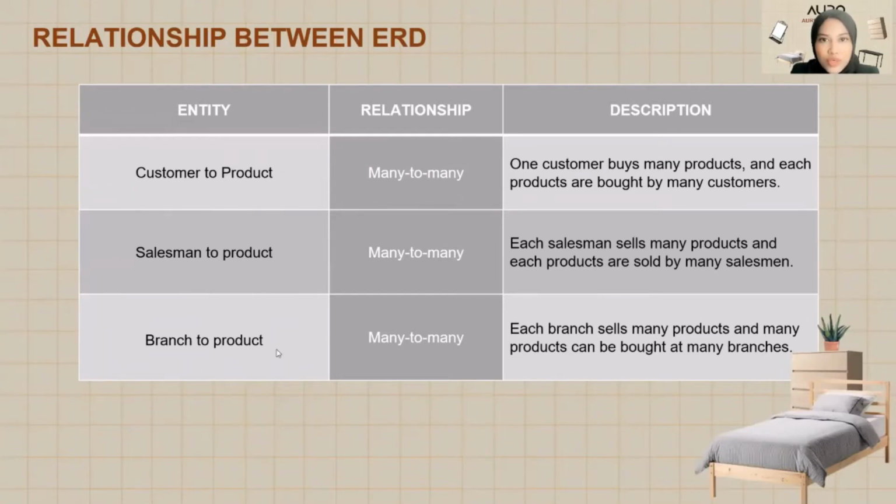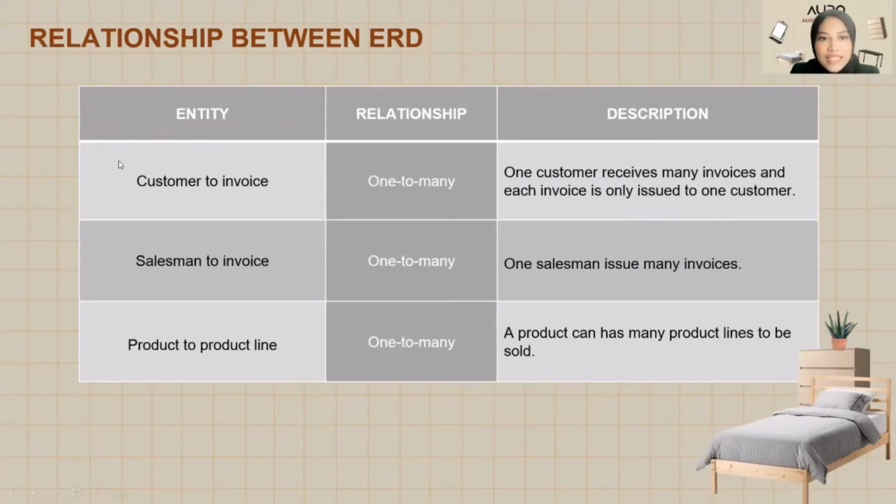Third one, branch to product. Branch to product has many-to-many relationship and it means each branch sells many products and many products can be bought at many branches. Next, customer to invoice. Customer to invoice has one-to-many relationship that defines one customer receives many invoices and each invoice is only issued to one customer. Salesman to invoice has one-to-many relationship which defines one salesman issues many invoices. And lastly, for product to product line, it has one-to-many relationship that defines a product has many product lines to be sold.